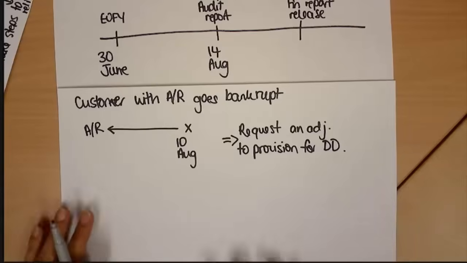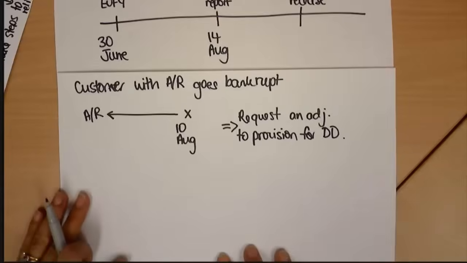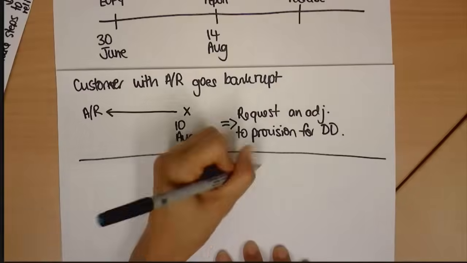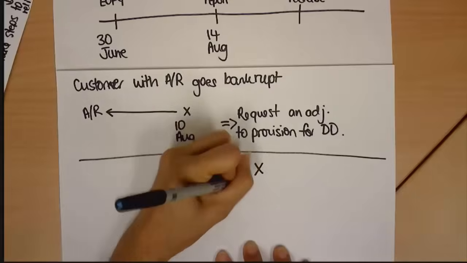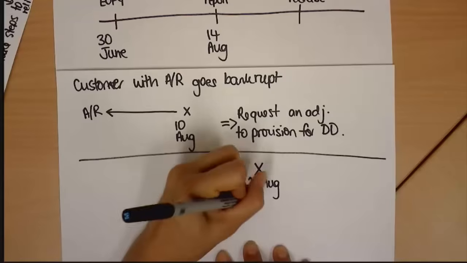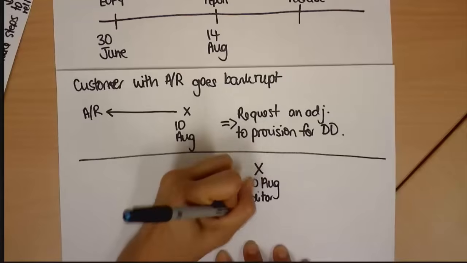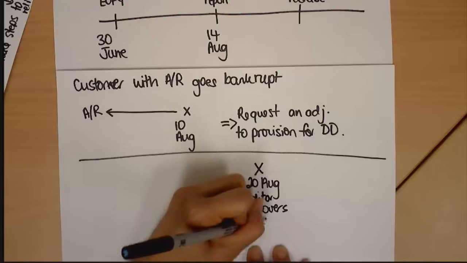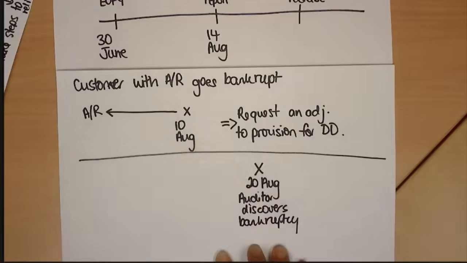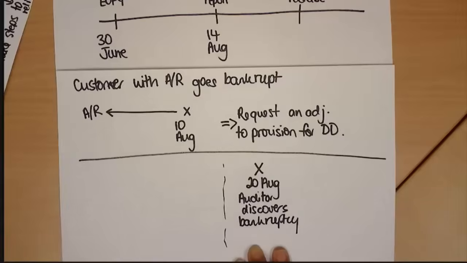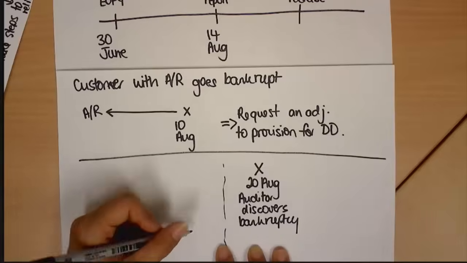Let's think about a separate scenario. What if we discover the bankruptcy here on the 20th of August? The auditor discovers the bankruptcy. Then the question becomes, could I have known about it by the 14th here? All right, so I go back and I need to investigate. Now, could I have known about it at that date?